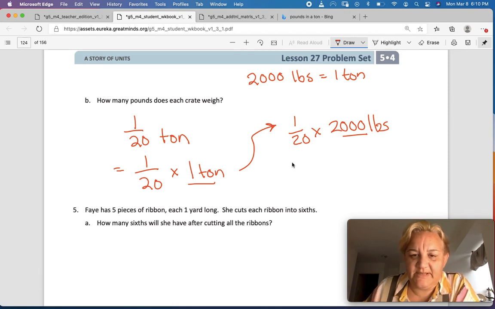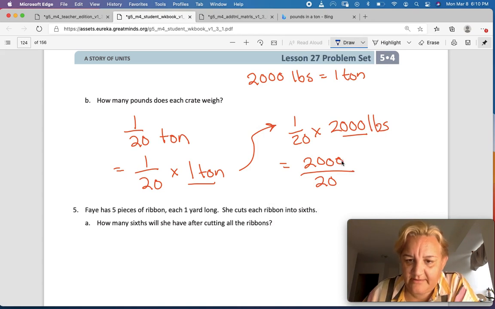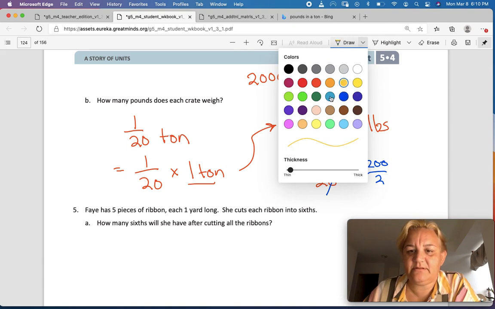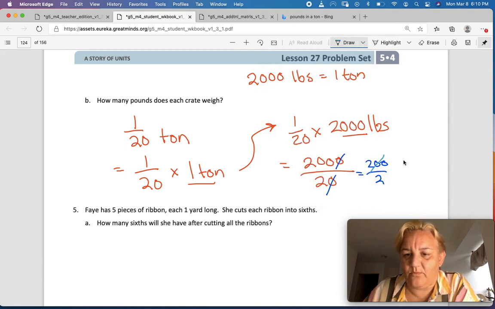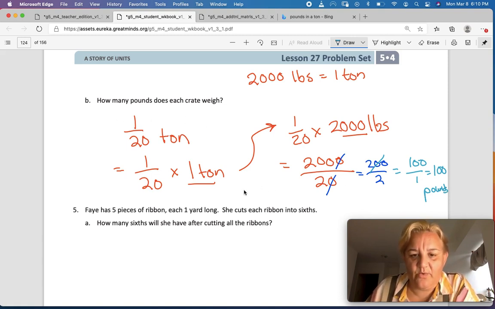Okay, then multiply. And I've got 2,000 over 20. And I can simplify by cutting out this 0 and this 0. And now I've got 200 over 2. And I can divide both of those by 2. And now I've got 100 over 1, which equals 100 pounds. Okay, so how much does each crate weigh? 100 pounds.